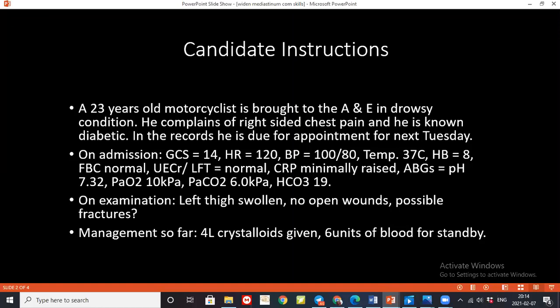A 23-year-old male admitted to the hospital after a road traffic accident. He complained of right-sided chest pain. On examination, Glasgow Coma Scale 14, heart rate 120, blood pressure 100 over 80, with normal temperature. The investigations: hemoglobin, urea and electrolytes, and liver function tests are normal, with minimal CRP rise and ABG showing metabolic acidosis. On examination, left thigh swelling.